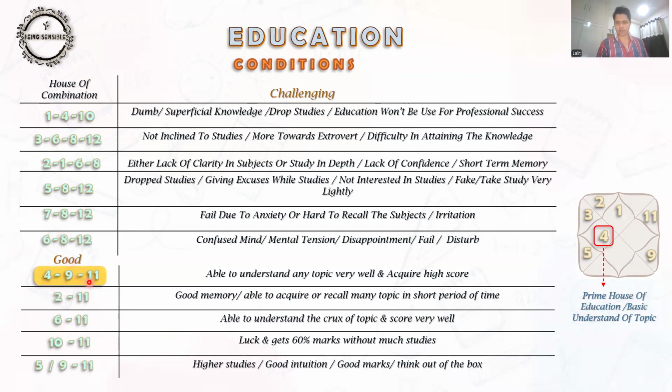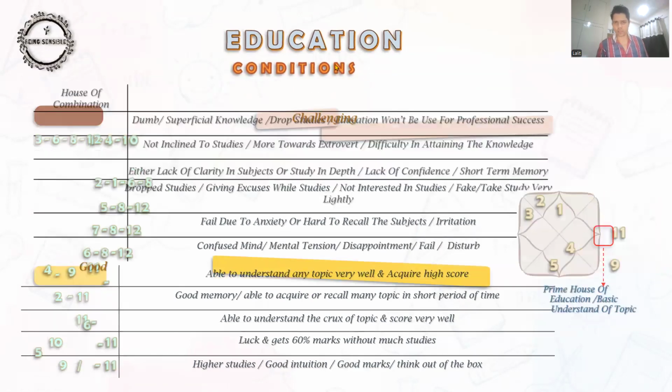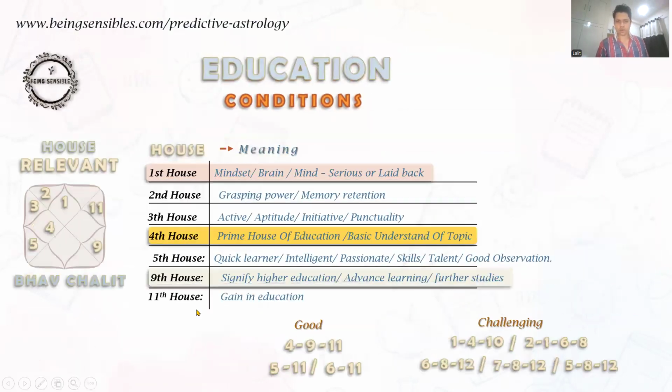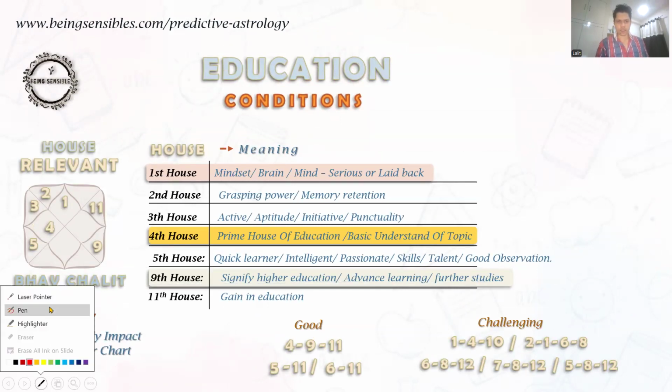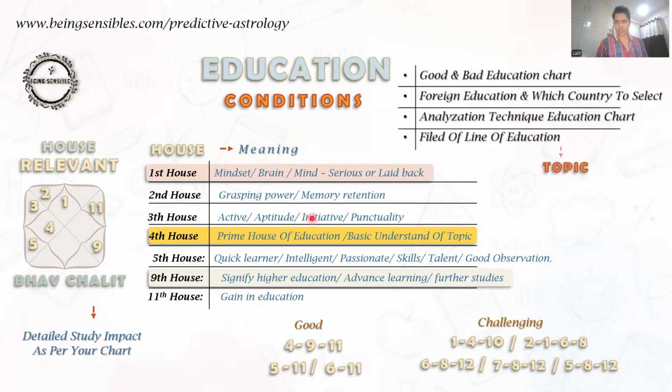So we have to start by checking the fourth house, to see what the combinations are for a student. If a child has 4, 9, 11, that means the child is able to understand any topic, no matter what standard he or she is studying and at which level. But if a child has 1, 4, 10 in this fourth house, either they drop studies or whatever they have studied professionally doesn't work out in professional growth, which I'll tell you where to find and how this comes about. So with the Bhavchalit chart, you get an idea about the detailed impact on study, and these are the topics you will be studying in a session.